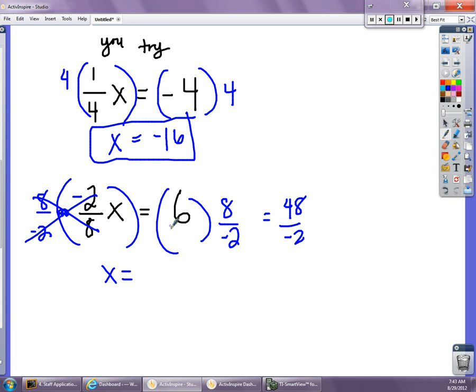You could have just done 6 on your calculator times 8 over negative 2. By the way, 8 over negative 2 is the same thing, you could have also simplified this to negative 4, because 8 divided by negative 2 is negative 4. 48 divided by negative 2 is negative 24. And there's the final answer.